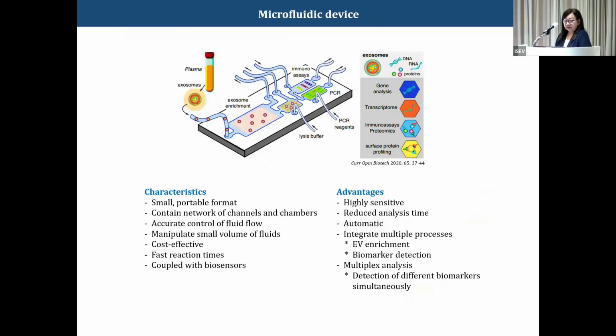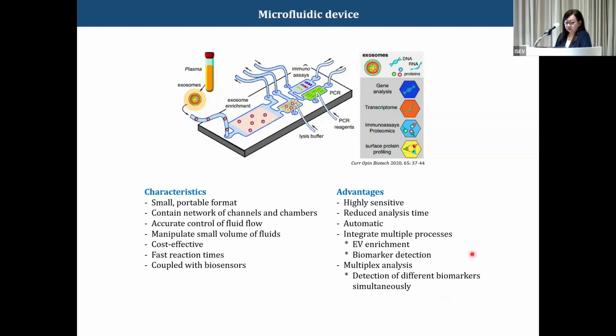And microfluidics is another key technology for diagnosis and prognosis under active development. It is a tool installed with a network of channels and chambers that can precisely control the flow of small volumes of fluids. Because of its small size, the process time is short and cost-effective. They are very often coupled with biosensors and other amplification systems that I've mentioned before.